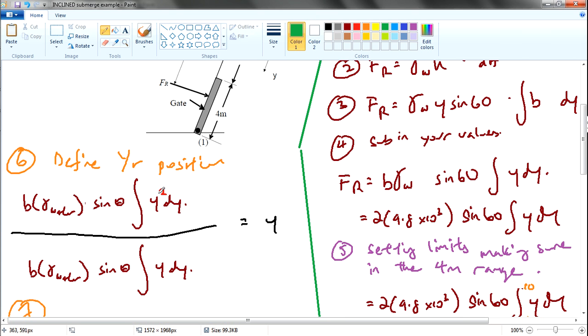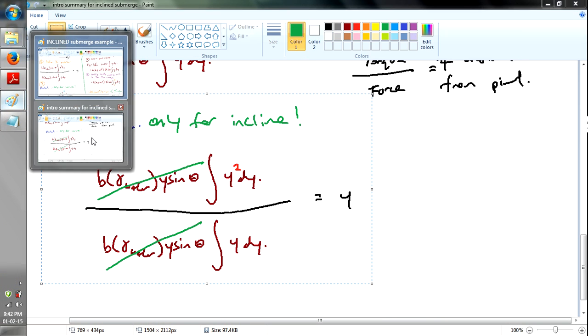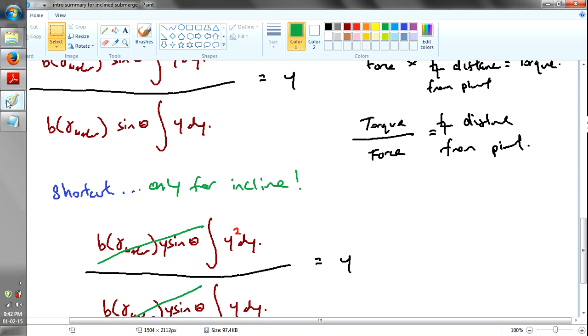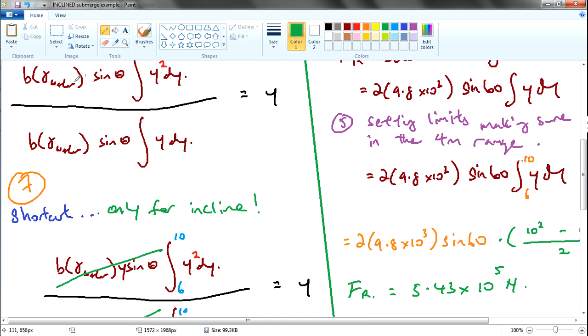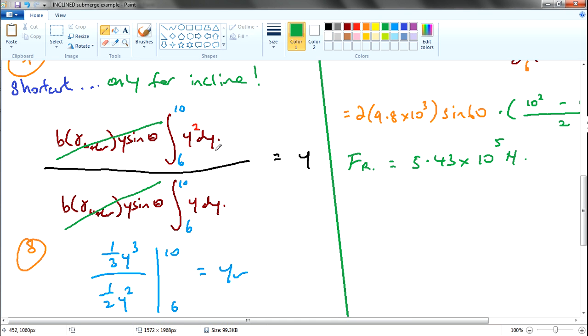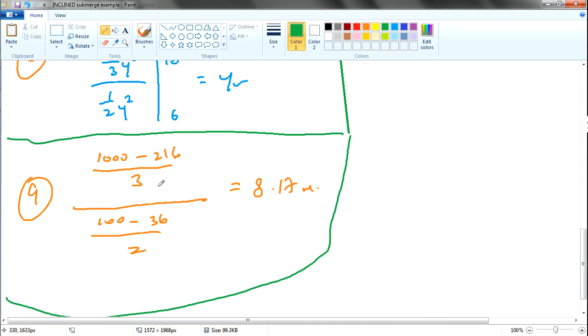As we mentioned earlier, we define the YR position. This is the equation as I said just now: torque over force equals the perpendicular distance from the pivot. Therefore we cancel off the common terms, and we have the integration for this case. You just integrate first, knowing the limits, from 6 meter to 10 meter. It's the same thing, and then you eventually get 8.17 meter, which is the correct answer.